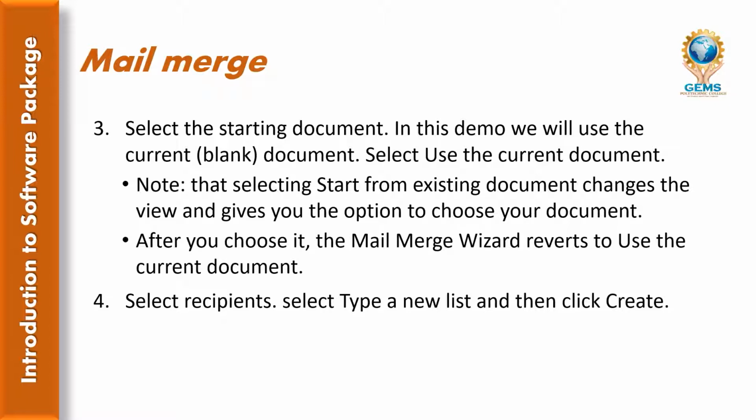Or you can select an existing document that may have some changes in the view, and it gives you the option to choose your document. After you choose it, the mail merge wizard reverts to use the current document. Next you have to select the recipients, type a new list and then click create.